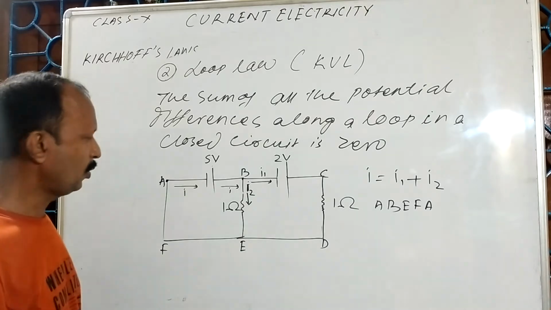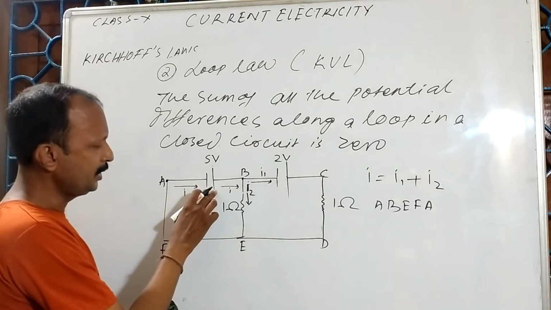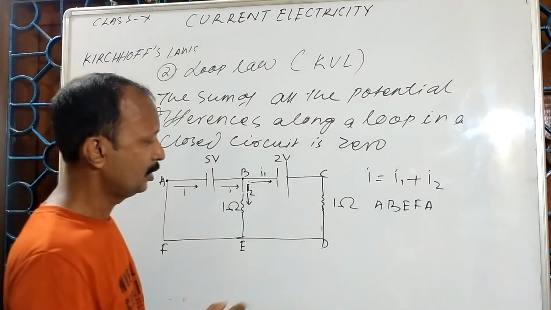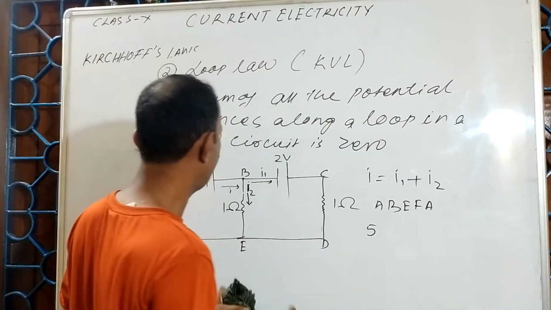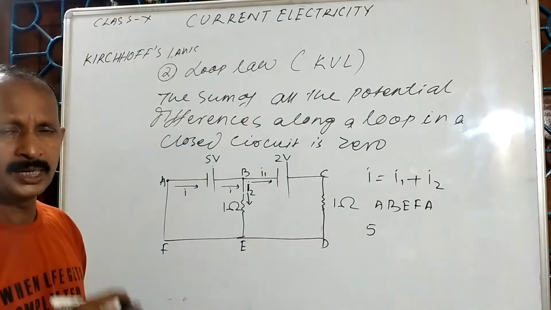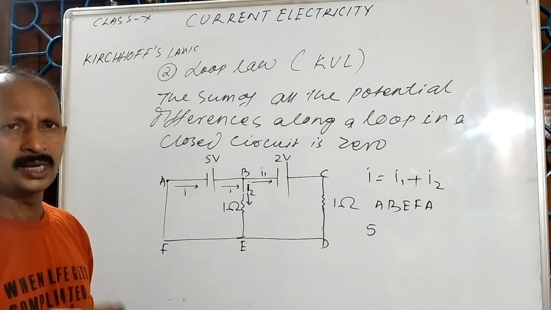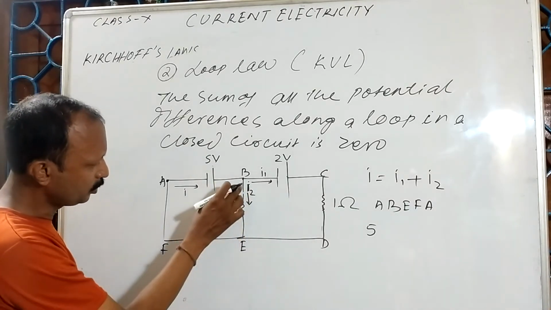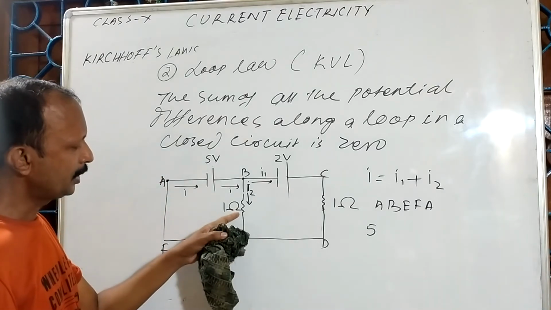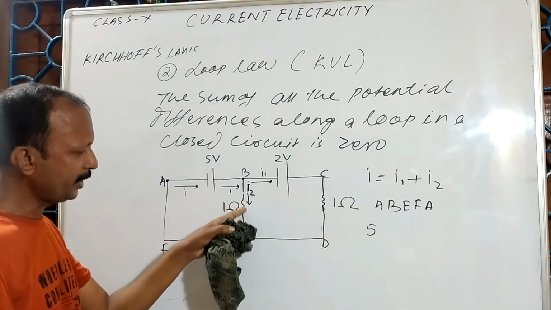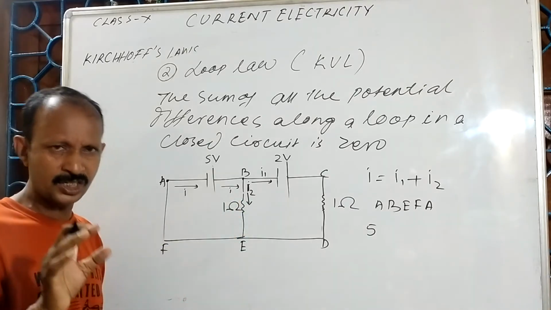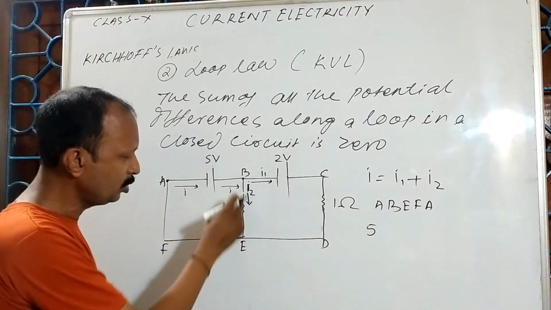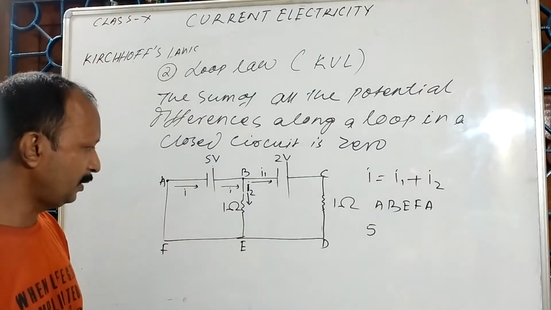If I move this way, whenever I reach here, this is a rise in potential difference. So I can take this as 5. Potential difference is 5. There is a rise in potential difference, that's why I have taken it positive. But whenever it is going through this resistor, definitely there is a potential drop because there is a resistor. So I shall take the potential difference through this resistor as negative.